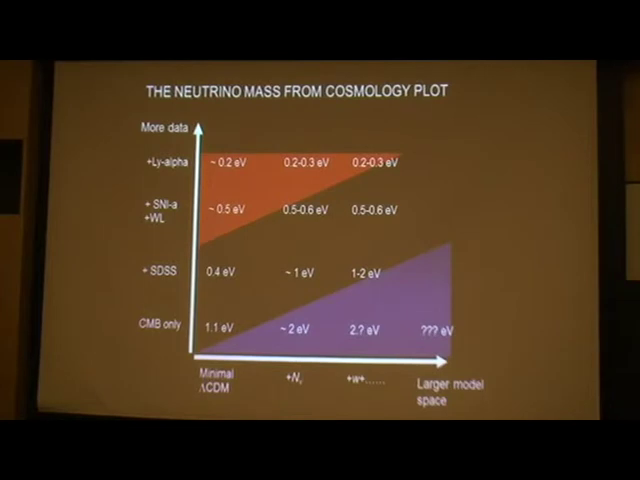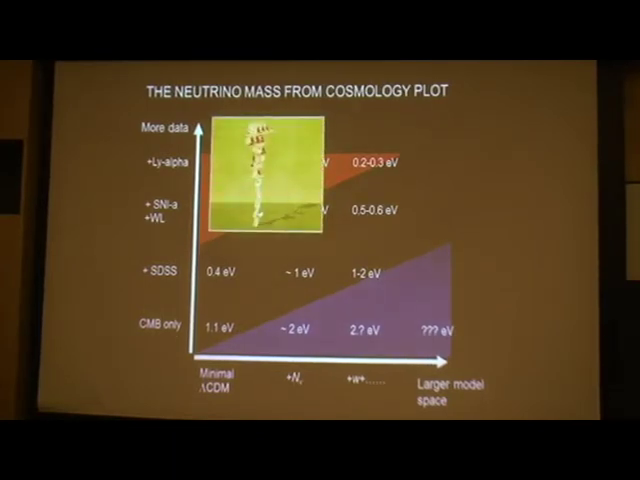We might even get a detection. But the problem is that we might not believe it, because it might not be very robust. After all, if you keep adding data sets with unknown systematics, then of course at some point you are more likely to see systematic effects than real physics.